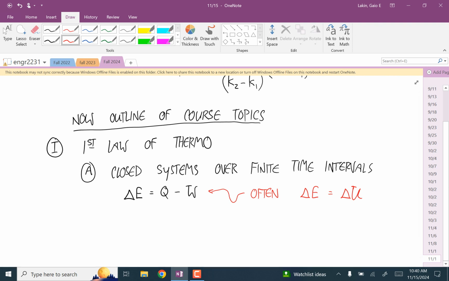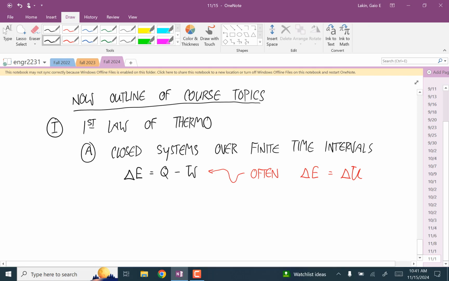And remember, when we did these kind of problems, really the only thing we were doing was getting used to the sign convention, where a positive Q means energy going into the system and a positive W means energy going out of the system. Second, we did closed systems, but in the differential form.